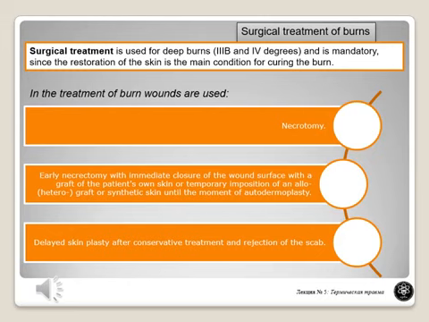Also early necrectomy. Do not confuse the terms: necrotomy is the dissection of dead, burnt, altered tissues, and necrectomy, where ectomy means excision, removal of them. And so, earlier necrectomies with immediate closure of the wound surface by transplantation of the patient's own skin, or temporary imposition of allograft or heterograft or synthetic skin, as we talked about at the last lecture, until the moment of autodermoplasty. And the third operative benefit is delayed skin grafting after conservative treatment of the wound, after rejection of the scab, perhaps after healing from the infection that has joined.